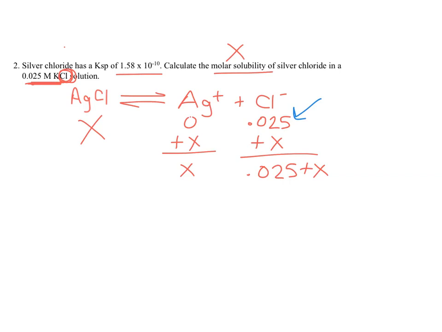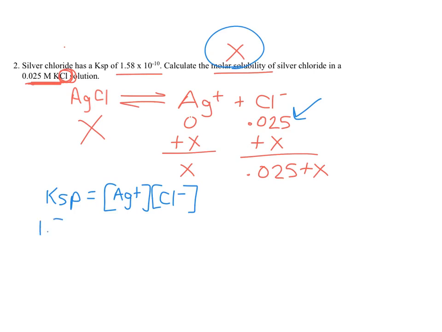But now we just go ahead and solve for X just like how we did before. So I'm going to go ahead and write my Ksp expression. I don't have any coefficients here, so it's just going to be silver concentration, chloride concentration multiplied together. My Ksp value is 1.58 times 10 to the negative 10. And then I have X for silver, and then I have 0.025 plus X.